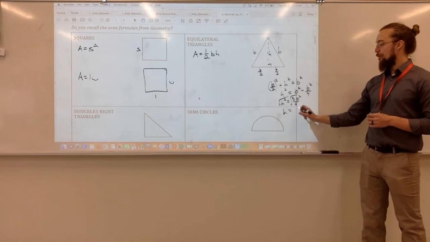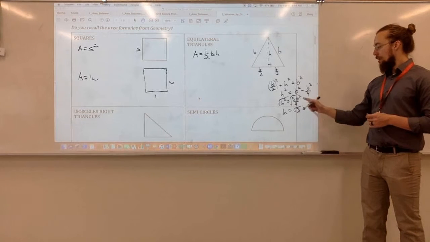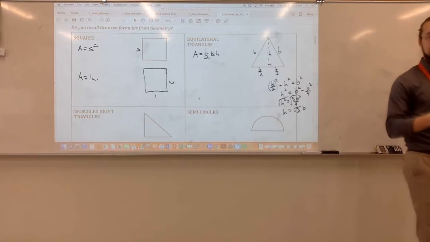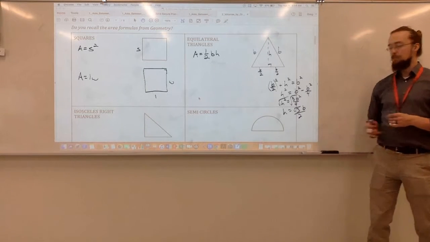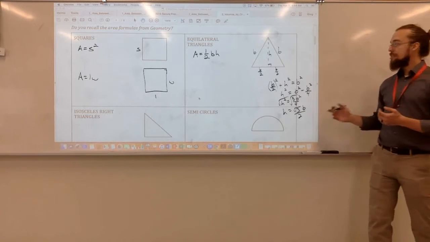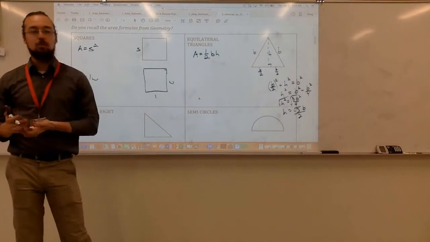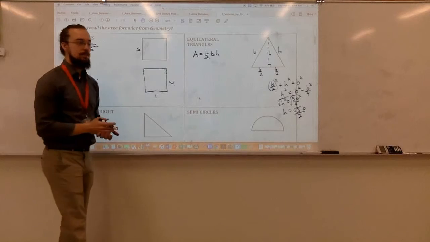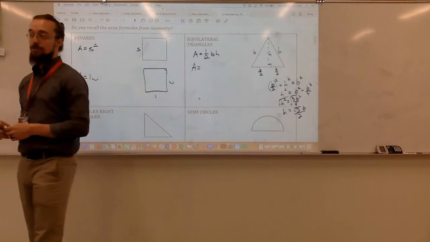So if I'm taking the square root of each piece, right? So we can say square root of 3, and then if I take the square root of b squared, that's just b over 2, right? The square root of 4 is 2. So I can say that my height is the square root of 3 over 2 times b. For an equilateral triangle, yes.